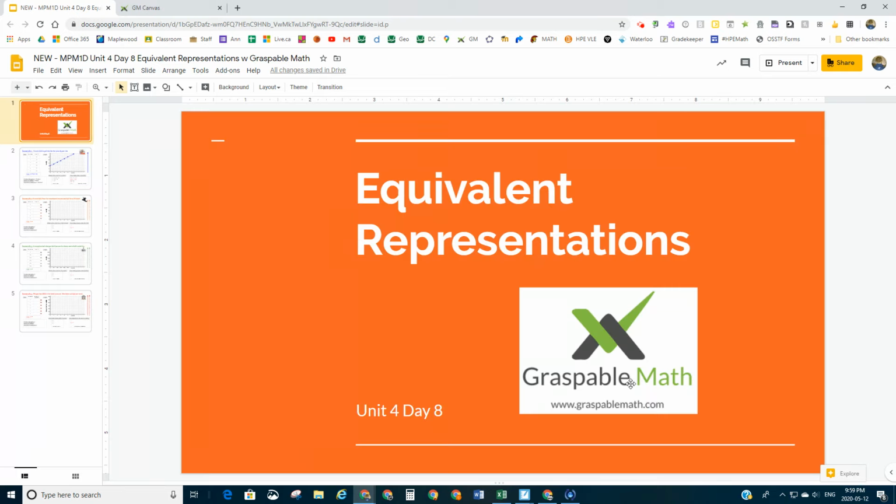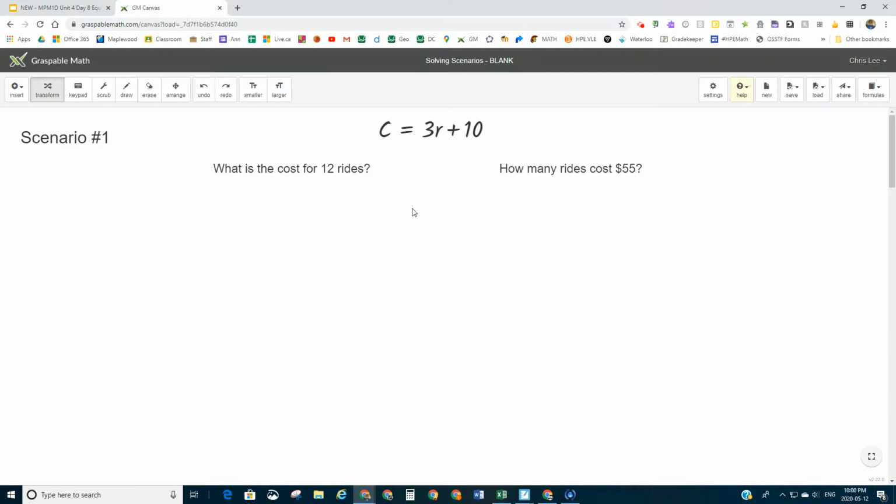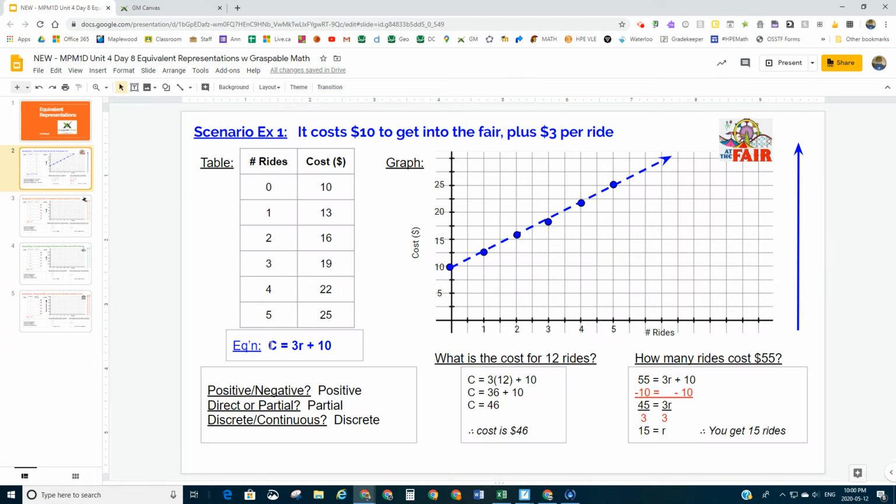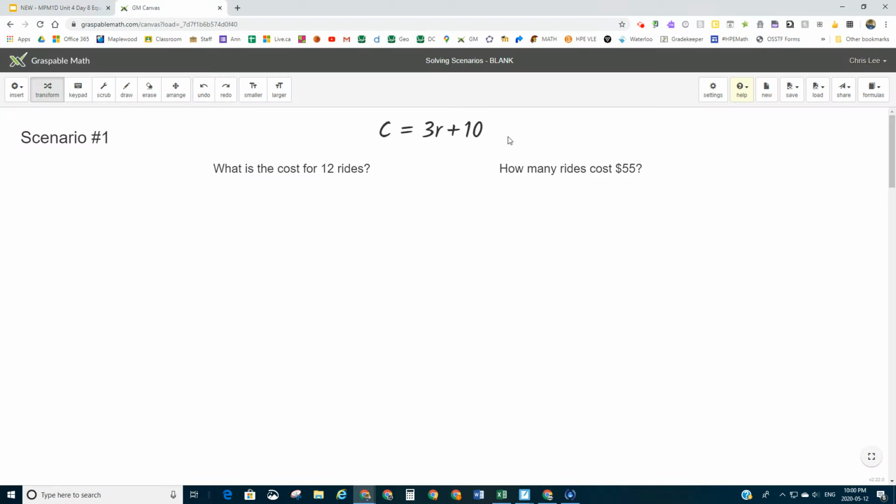You can get to Graspable Math by going to this website, but I've got a canvas set up already with the questions that we're trying to solve. So in scenario 1, you remember the equation was c equals 3r plus 10. That came straight from here. Capital C being the cost, little r being the rides. And I'm stressing the capital C and the r, and you'll see why in a second. Okay, so let's go back to this. We've got that equation here, and we're going to try and answer these 2 questions.